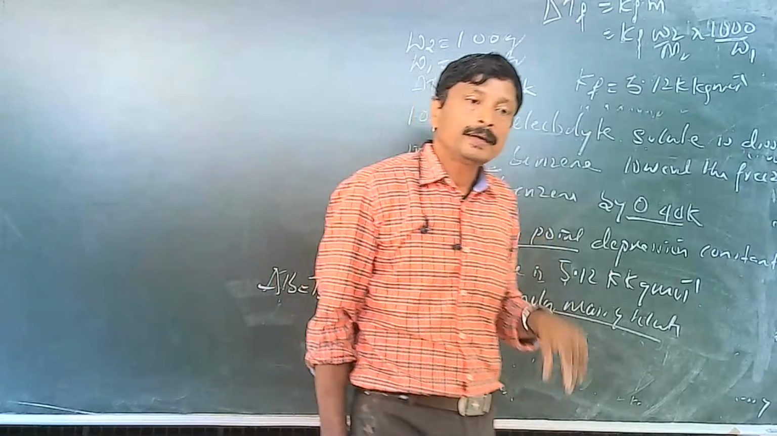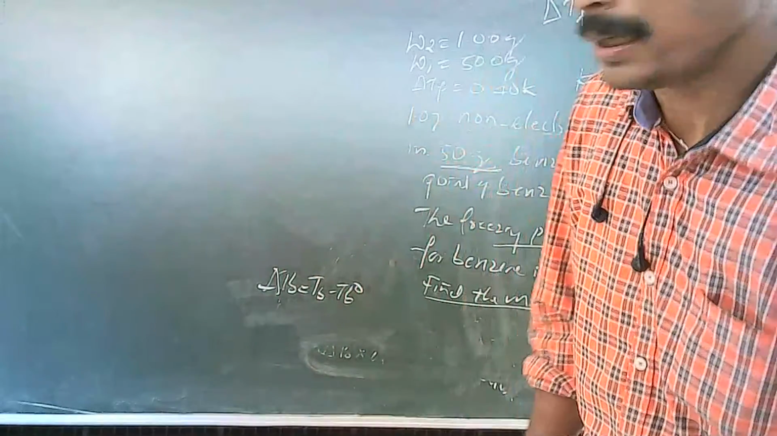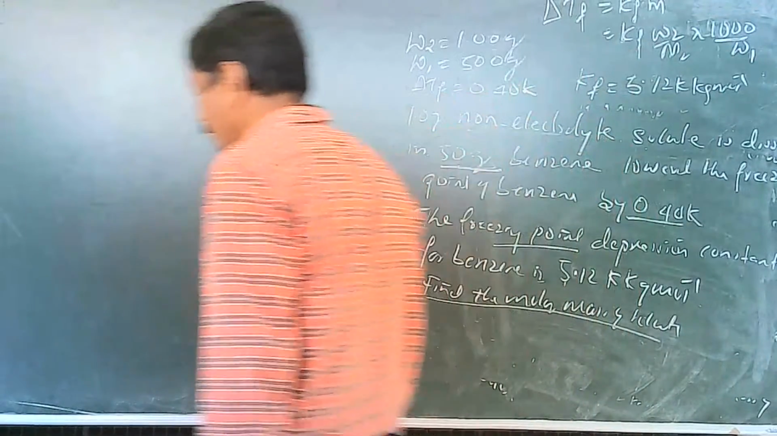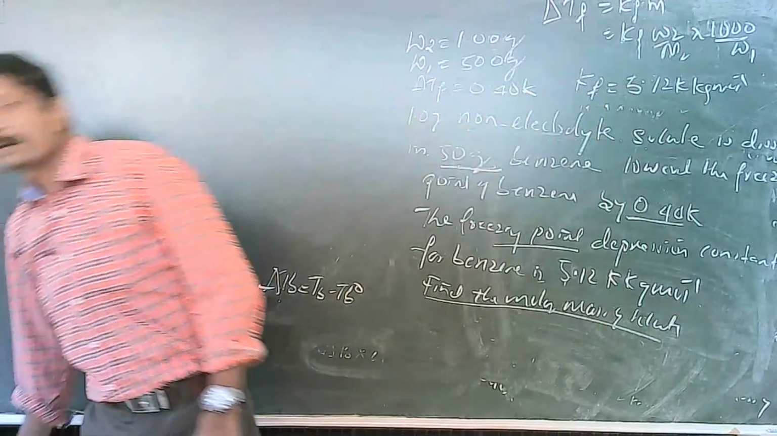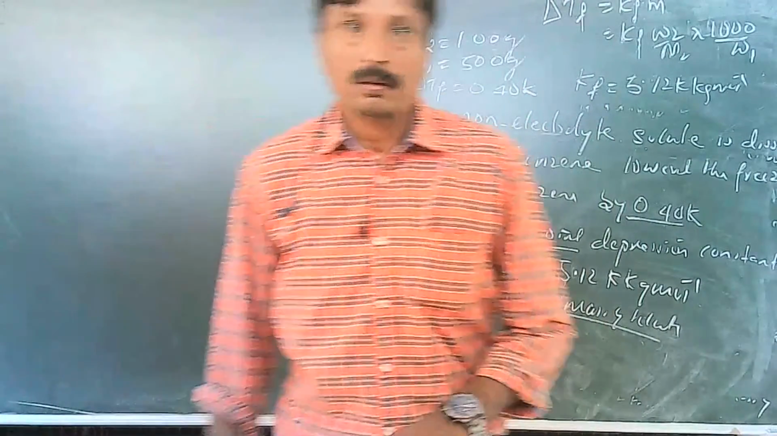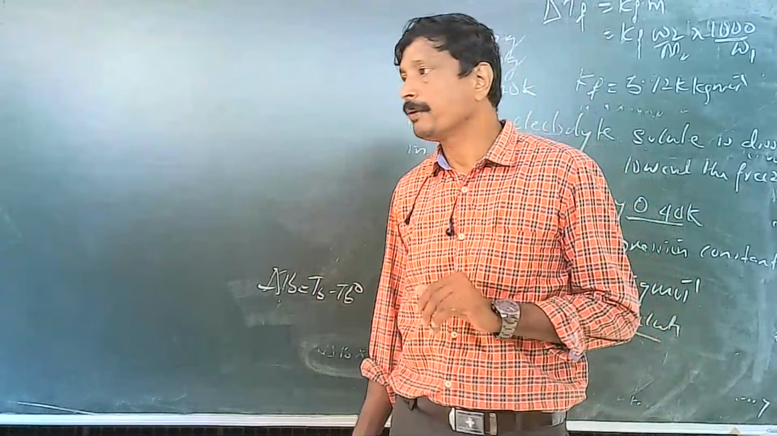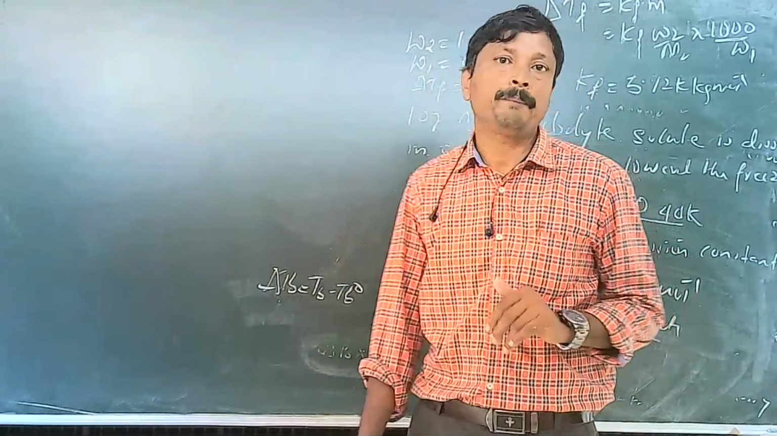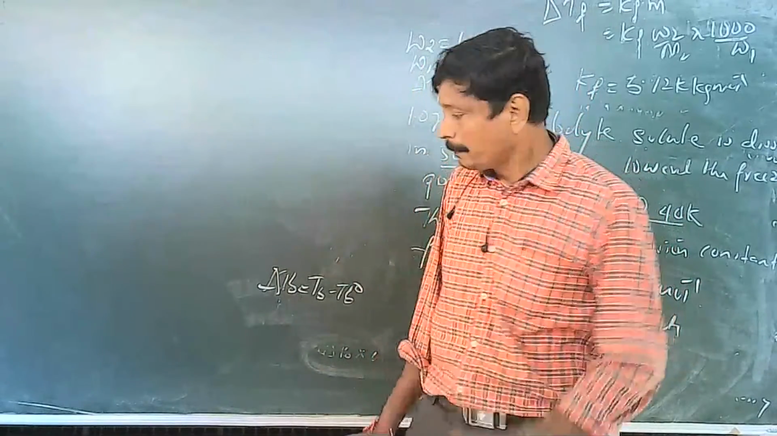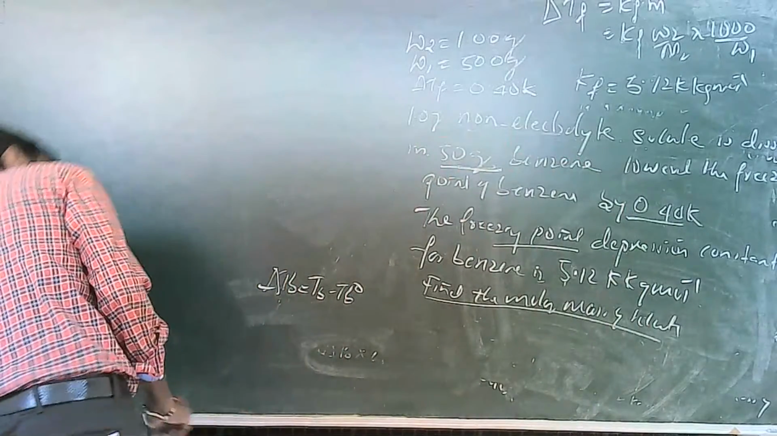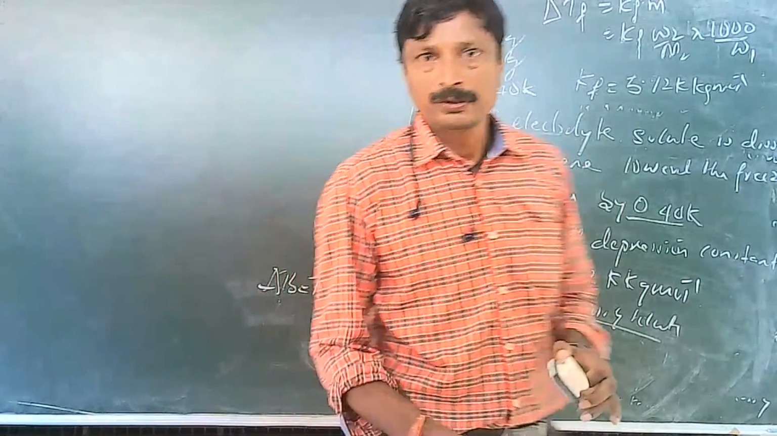Okay. This is the third method of colligative properties. One is the RLVP, the second one is the elevation in boiling point, the third one is the depression in freezing point, and the fourth method is osmotic pressure. I think it's clear for you.